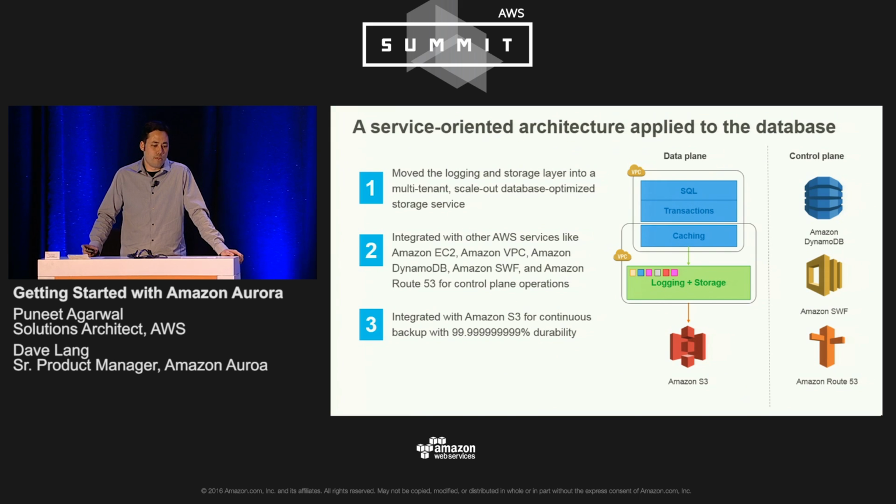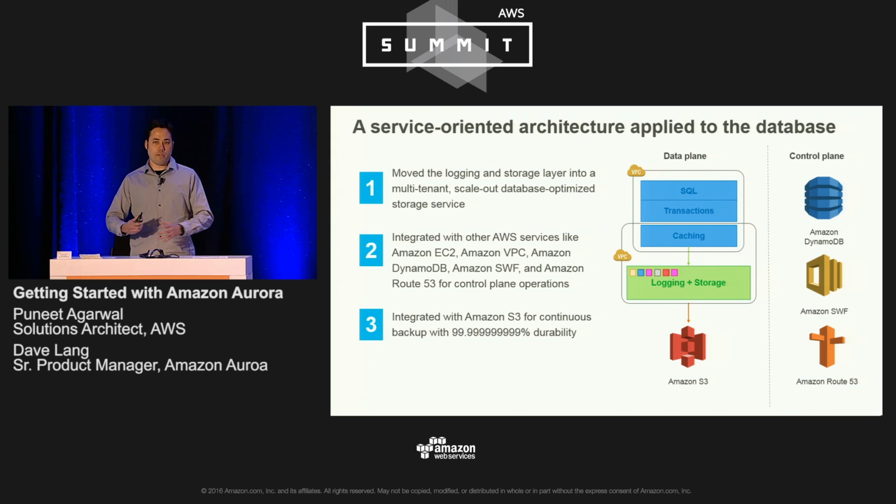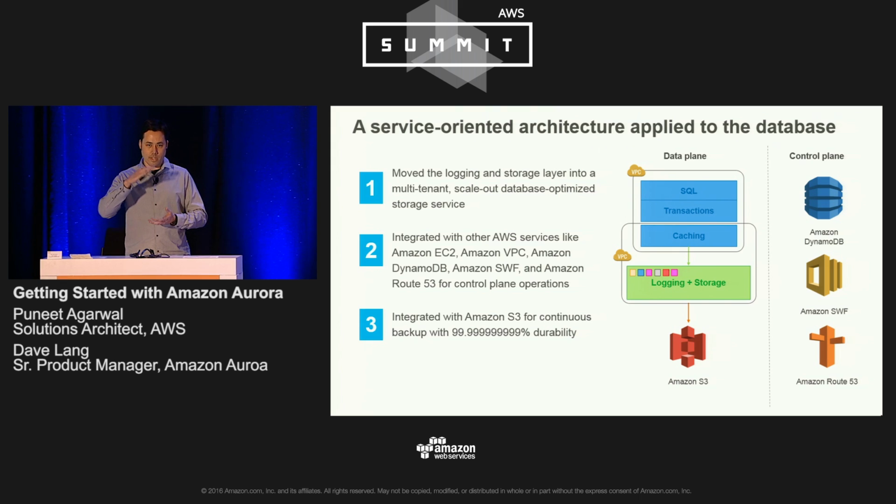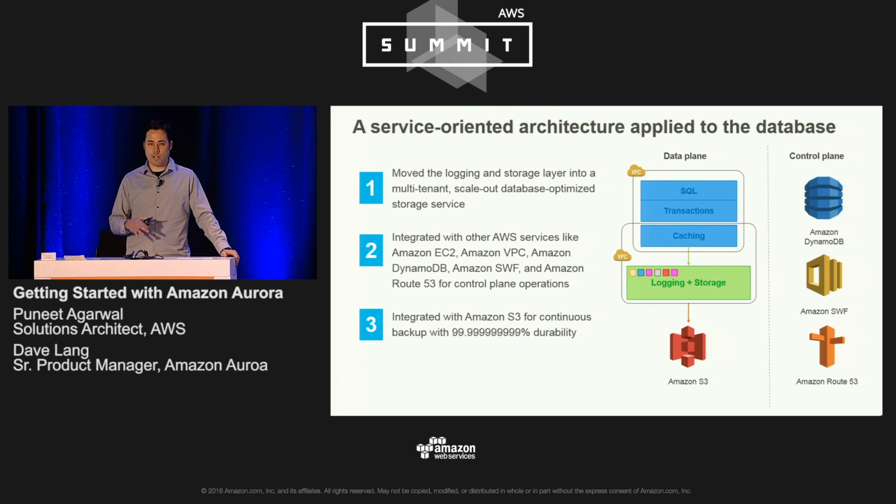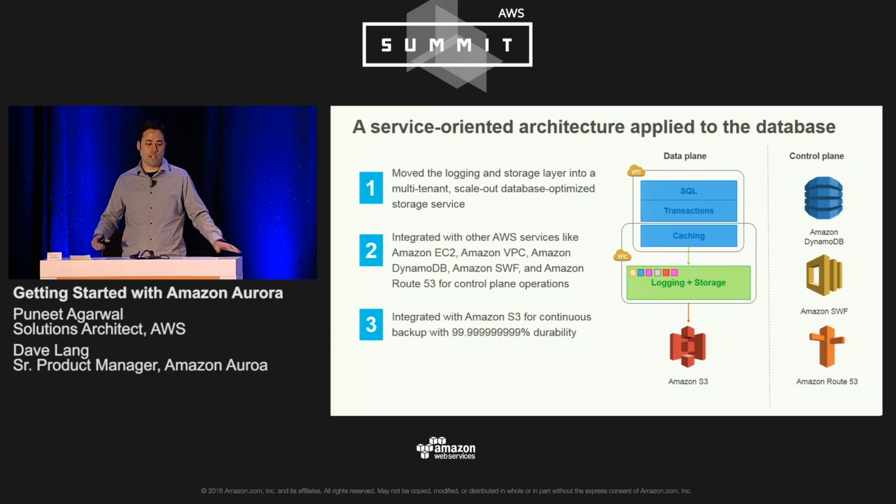So what we did with Aurora was we tried to take a more service-oriented approach. And rather than cramming everything into a single machine in terms of having every machine able to do SQL transactions, caching, logging, storage, we tried to look at each layer of the database and figure out, can we make this a more cloud-friendly layer? Can we separate it out from the main machine and leverage cloud services?